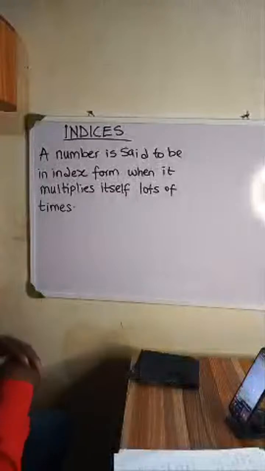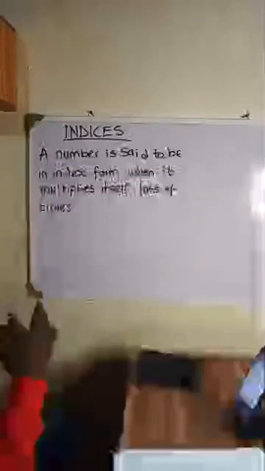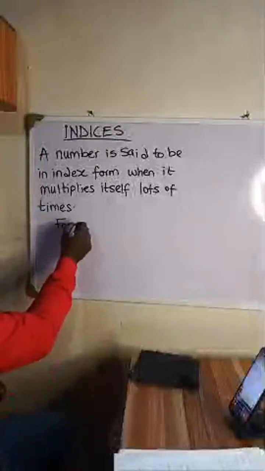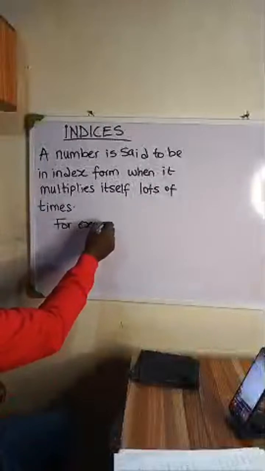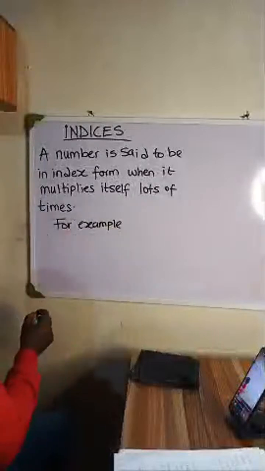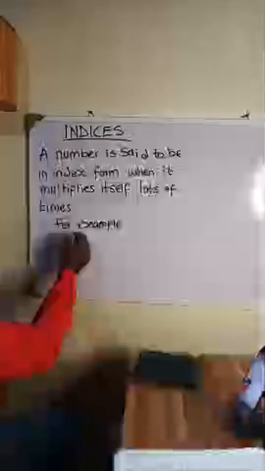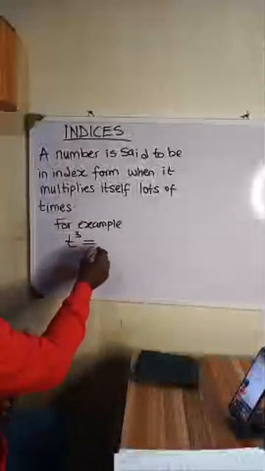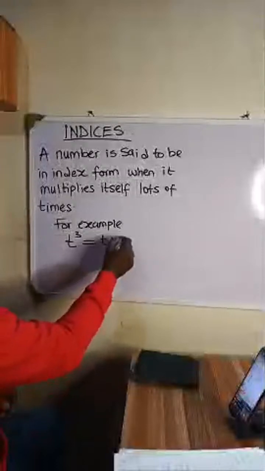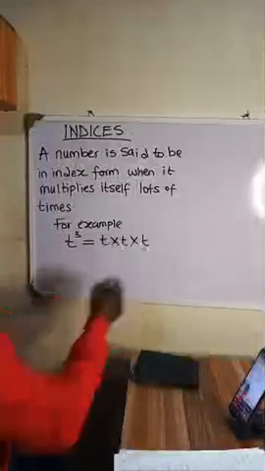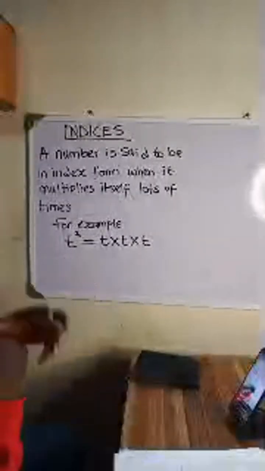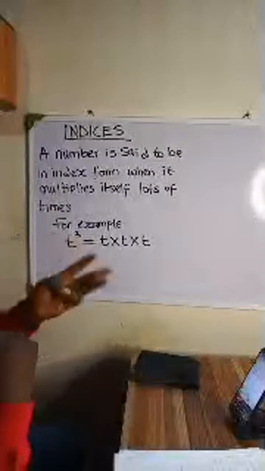Okay, so when you see a number multiplying itself, then that number can be written in index form. For example, if you have t to the power of 3, t to the power of 3 is same thing as t multiplied by t multiplied by t. So t to the power of 3 simply means t is multiplying itself 3 times.